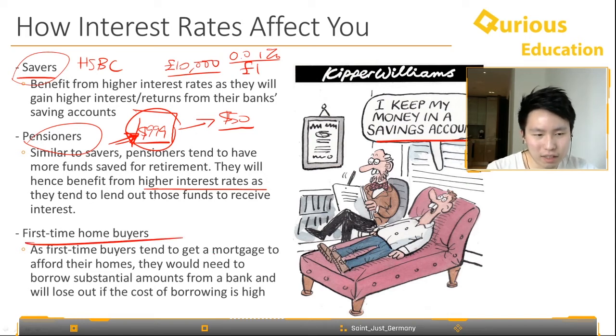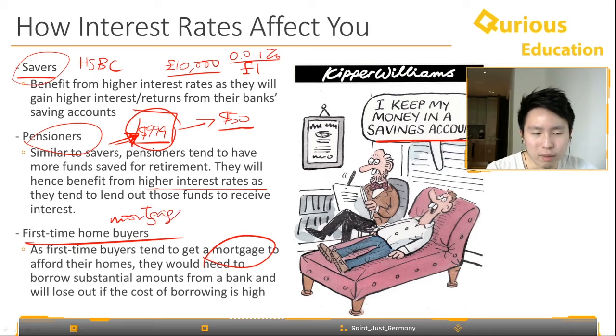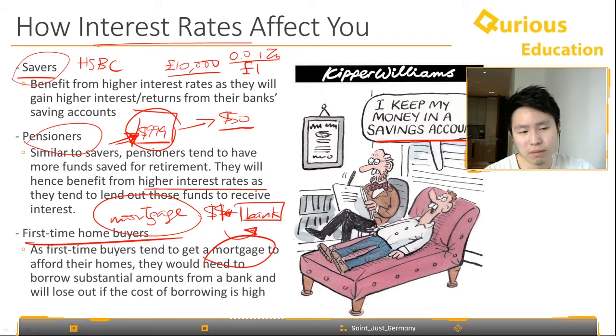First-time home buyers, generally, if you're trying to buy a home, you would want to get a mortgage. When you get a mortgage, you are basically borrowing money from the bank. So here's the bank. I'm not sure how to draw a bank, but there we go. So you take money from the bank. And of course, if you borrow money from the bank in order to afford a house, then you need to pay the bank some interest. So if interest rates are low, then you would be more motivated to buy a home because you would pay less in terms of your cost of borrowing.